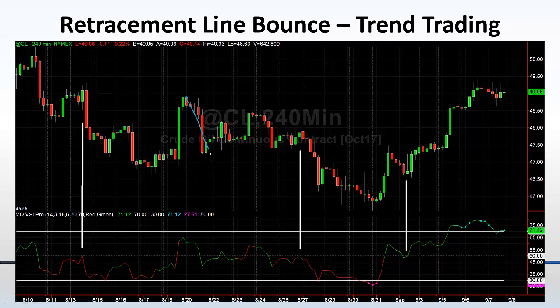First, we identify the trend. We go from higher highs, higher lows to a lower high, and we break to a lower low, so you go to a downtrend. Market starts to retrace. Once it retraces and we hit the retracement line right there, then we look to sell on the break of the previous bar's low.